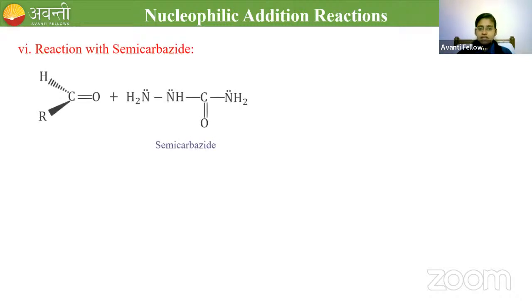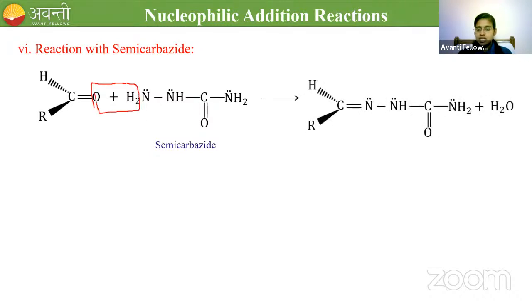Okay, all right. So the sixth one is reaction with semicarbazide. We have an aldehyde, and I'm going to add semicarbazide. You see the compound NH2, NH, C double bond O, NH2. This is semicarbazide. So what we have to do? Remove H2O. You will get C double bond N, then the remaining component will be there. This is called a semicarbazone. With this, the nucleophilic addition reactions are getting over.